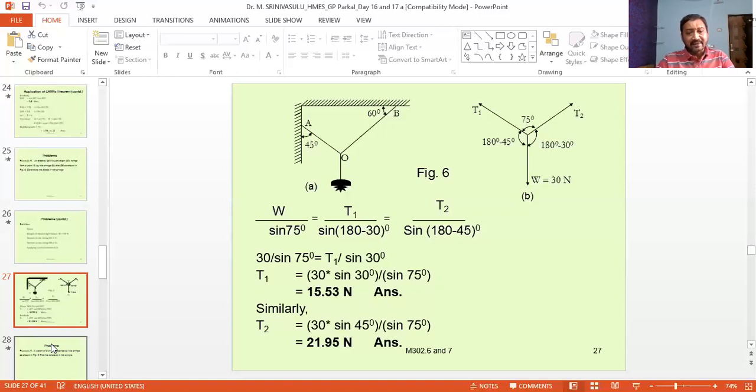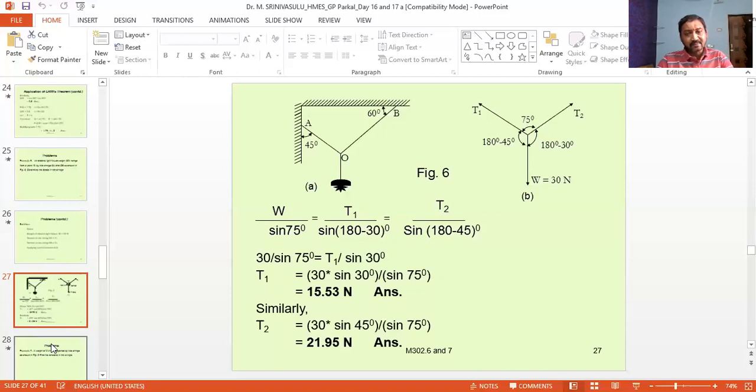Okay. Now, when you consider the triangle OAB, one of the angles is 45 degrees and the other angle is 60 degrees. So what will be the remaining angle? We know that in any triangle the sum of angles is 180 degrees. So we know two angles. The third angle can be found by subtracting the sum of the two angles from 180 degrees.